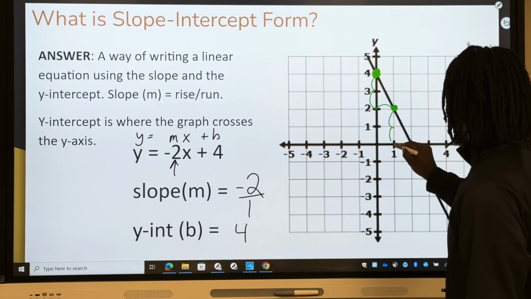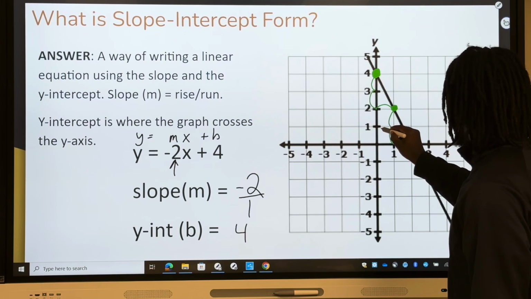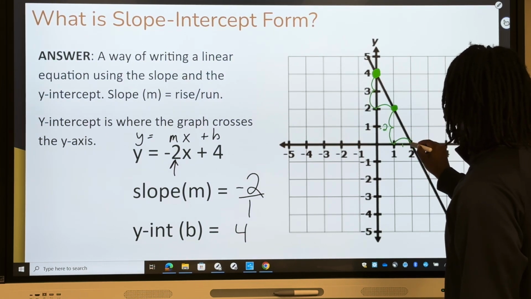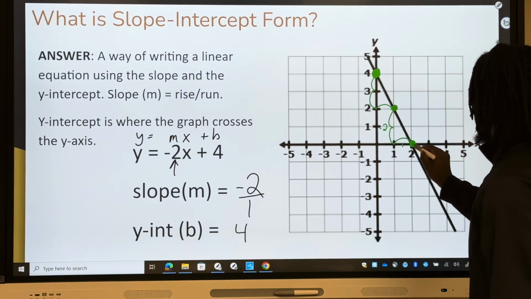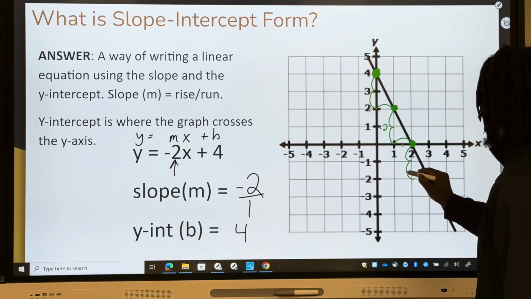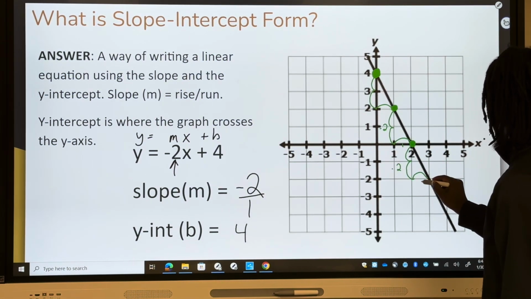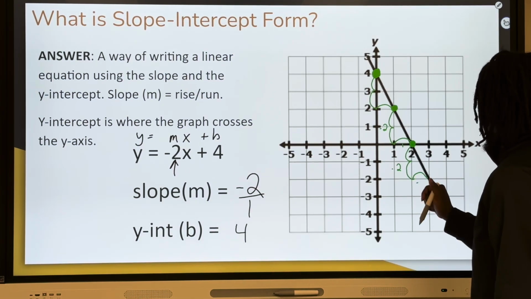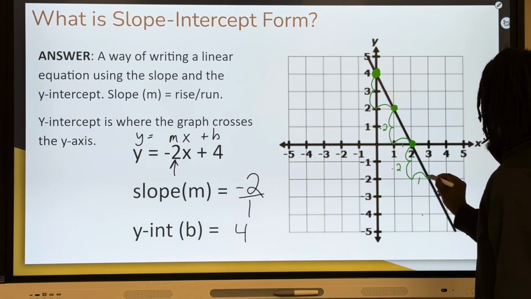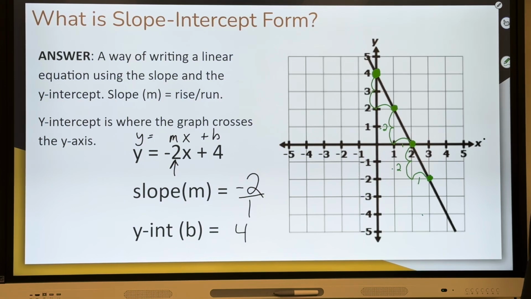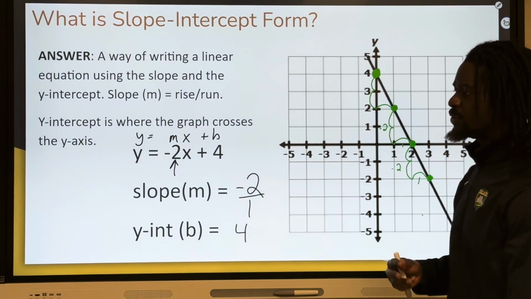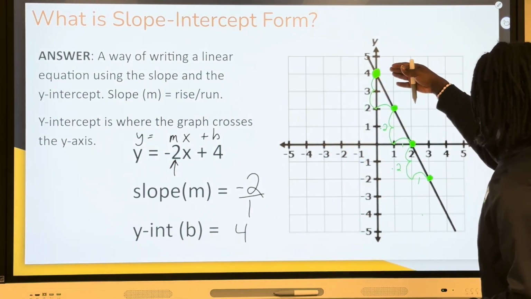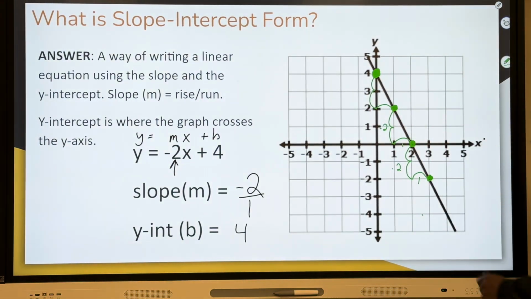Then -2 over 1 again, and that gets me to another point on my graph. Again, let's look at it: -2 over 1 gets me to another point. So use the slope to see it. I can see that the slope is -2 on this graph.